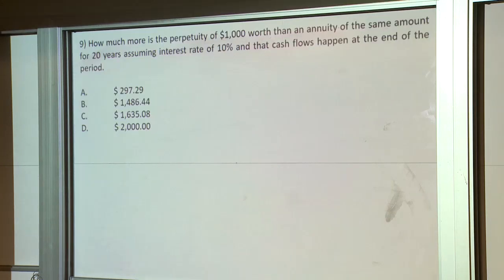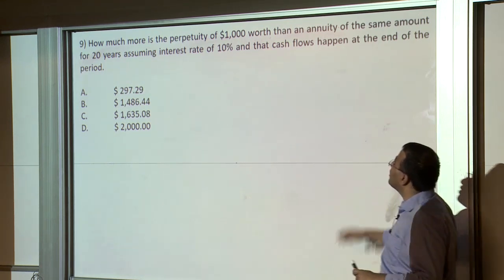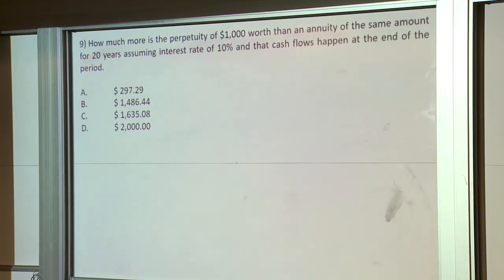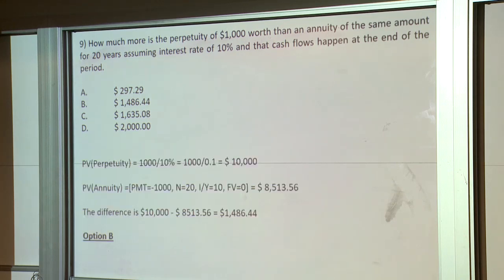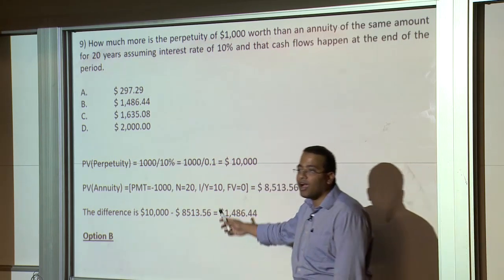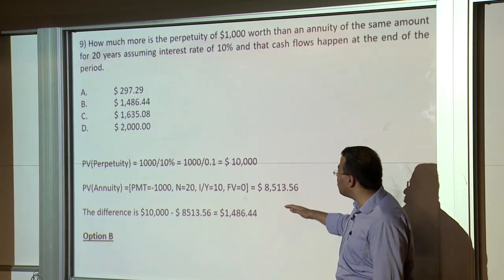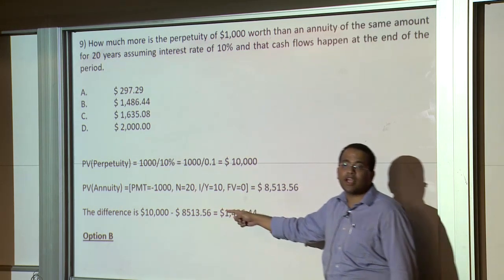How much more is a perpetuity of $1,000 worth than an annuity of the same amount for 20 years, assuming the interest rate is 10% and cash flows happen at the end of the year? Pretty straightforward. You find the present value for perpetuity. The present value of perpetuity is simply PMT divided by I. That's $10,000.